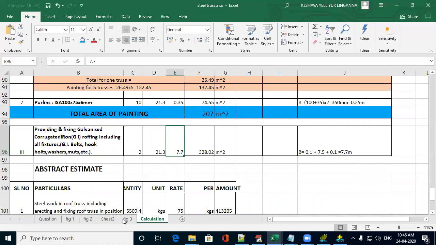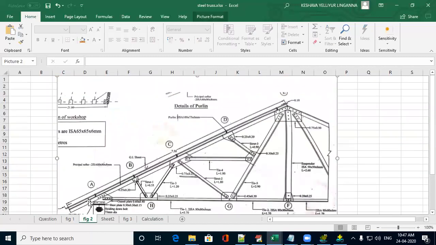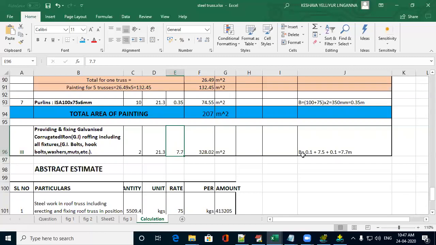And coming to width, in this direction, this one. Actually it is 7.5, but here they have given 0.1 here and 0.1 here extension than the rafter. From the rafter it is extended 0.1 in this direction and 0.1 in the other direction. Only the iron sheet is extended on either side. So it comes to 7.7. 0.1 plus 7.5 and 0.1 will come to 7.7. So multiply these three, you will get this one. So third item of work is also done.